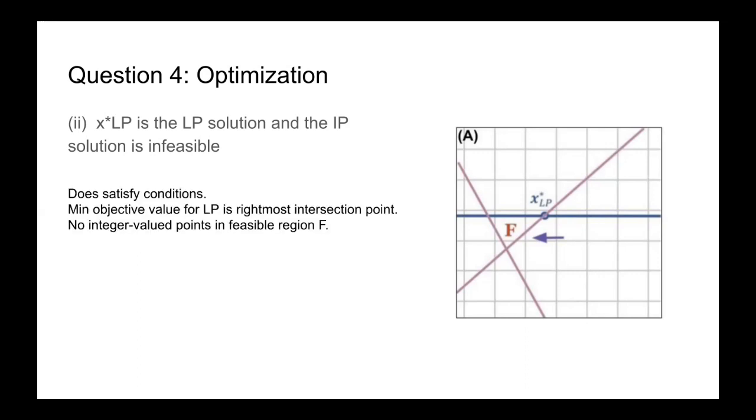So this graph does satisfy the given conditions in the problem, because the minimum objective value for the linear programming problem is going to be the rightmost intersection point because our cost vector is pointing directly to the left. And then if we observe our feasible region, there are no integer valued points that are going to be viable solutions, because whenever the X value is an integer, the Y value is not an integer, and whenever the Y value is an integer, the X value is not an integer.